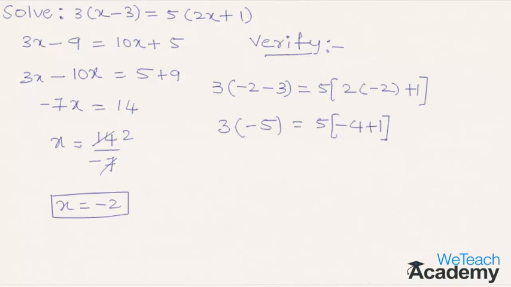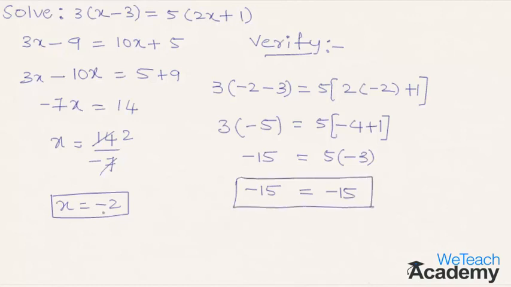On the left hand side, 3 into -5 is -15, equal to 5 into (-4 + 1), which is 5 into -3. Here -15 = 5 into -3 is -15. So LHS is equal to RHS. So we can say that x = -2 is the solution of the equation.